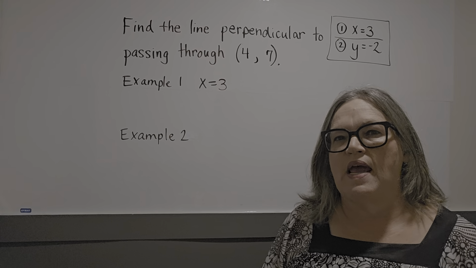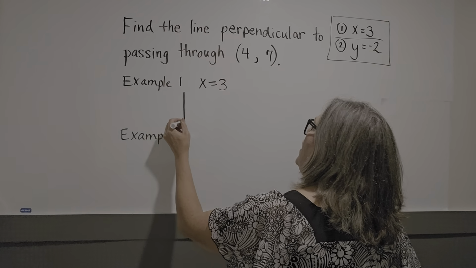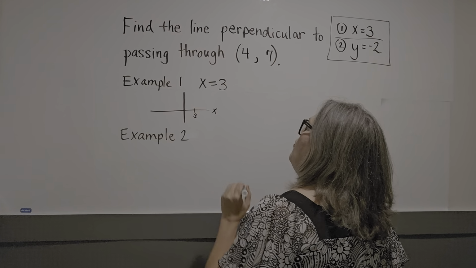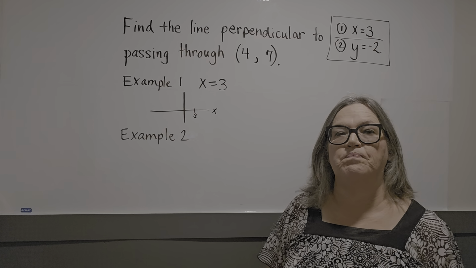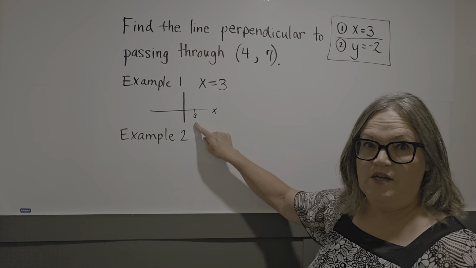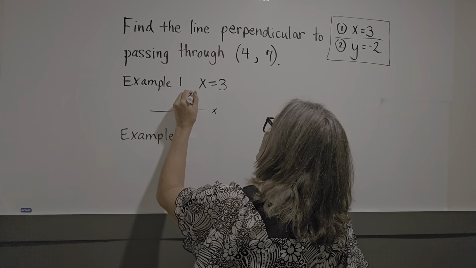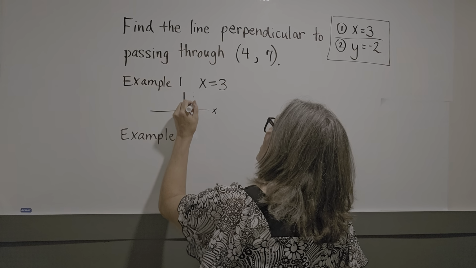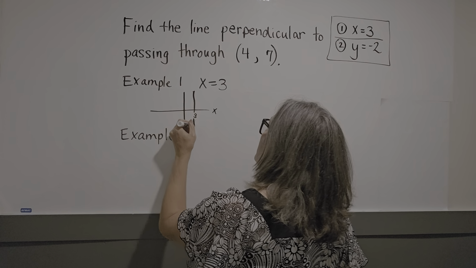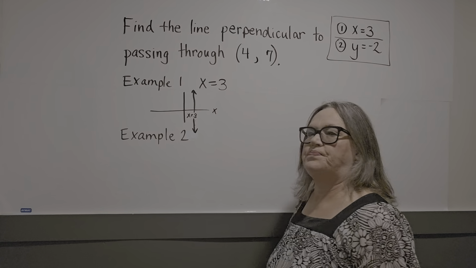X equals 3 is a vertical line. If you look at the graph and you find 3 on the x-axis, for all y values, x is equal to 3. So for all points on the graph, x is always equal to 3. So every point on the graph lies on the vertical line, and that's x equals 3. That's the vertical line that we're talking about.